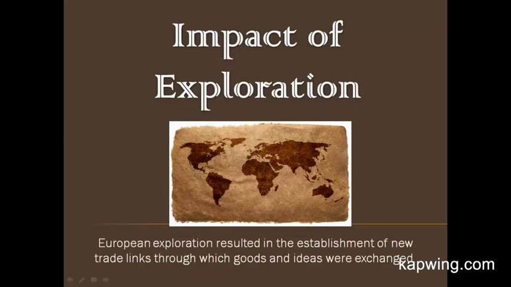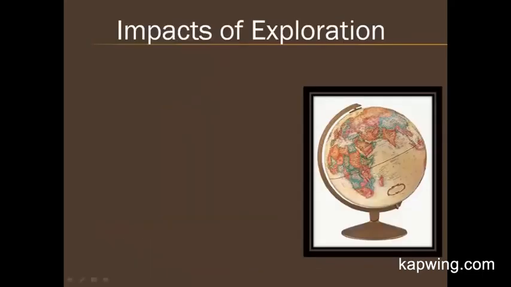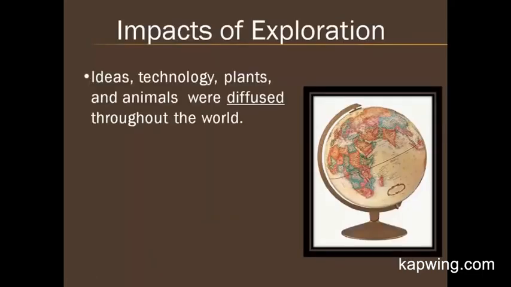Over the past few lessons, you've been learning about the age of exploration, particularly the motivations for exploration and the voyages of numerous explorers. In this lesson, we'll be learning about two of the largest impacts of the age of exploration. These impacts include how the age of exploration caused the diffusion of ideas, technology, plants, and animals to be exchanged around the world. If you'll remember from our earlier study, diffusion means the spread of goods and ideas from one area or group of people to others.